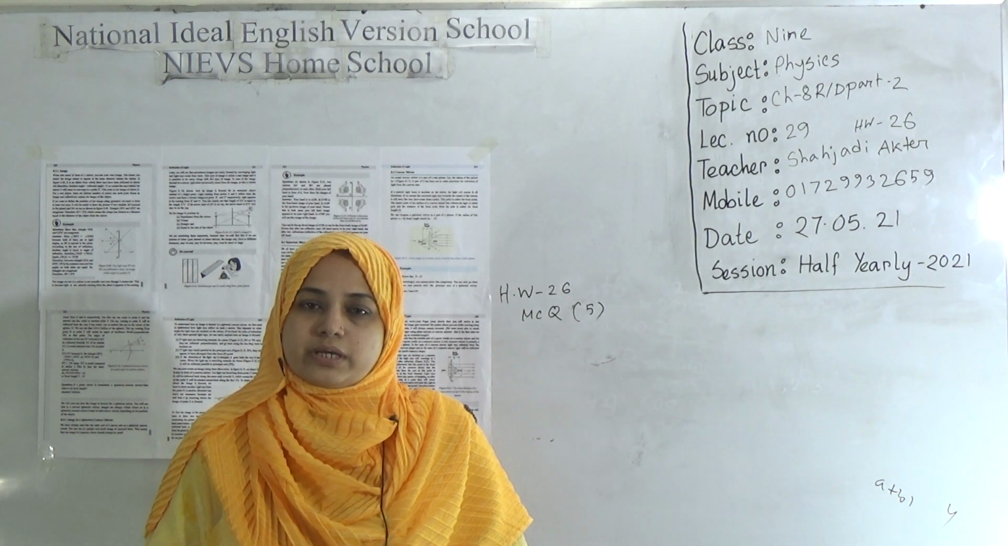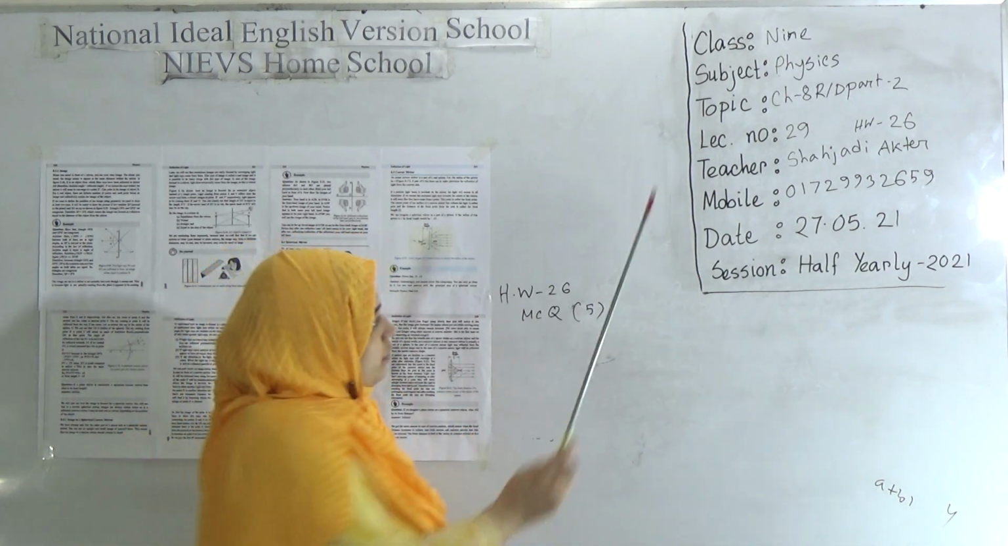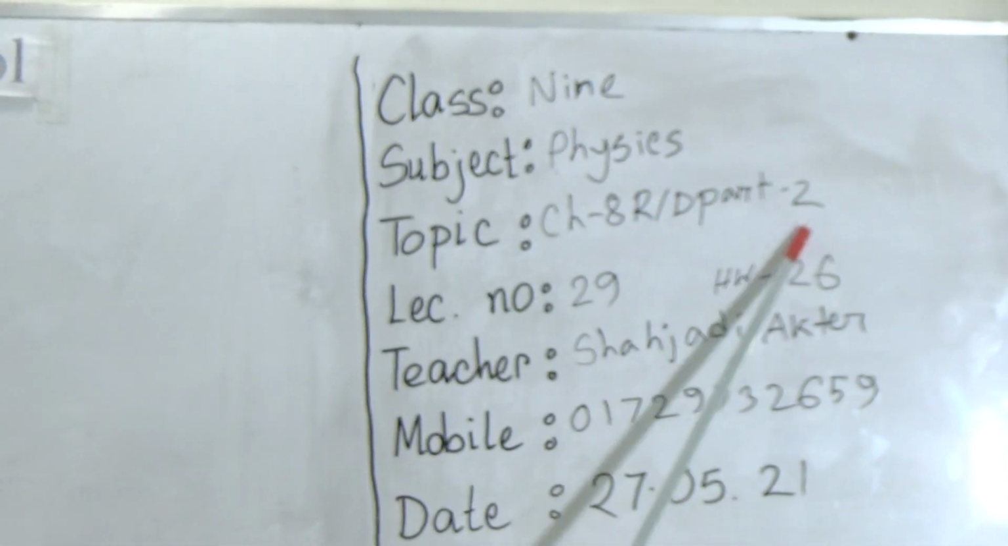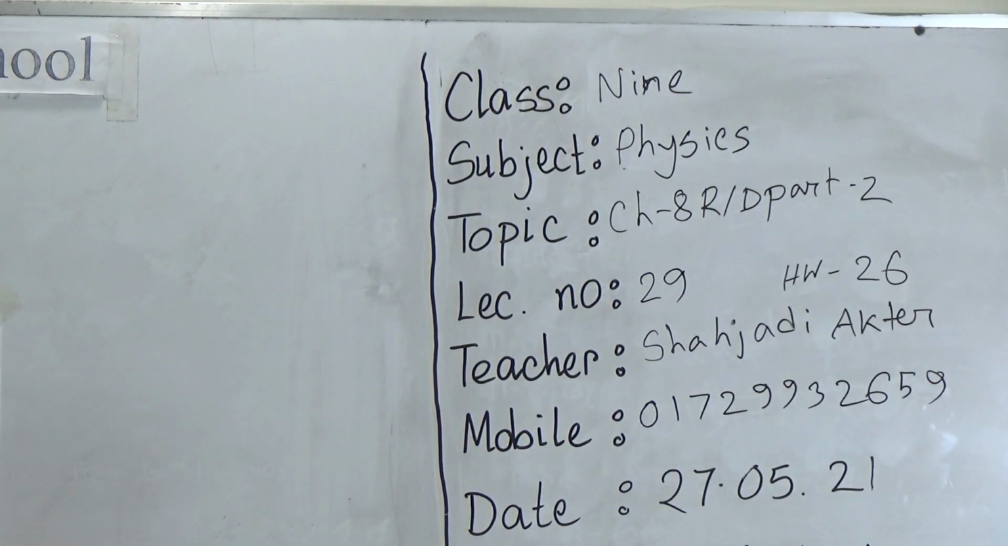Today I am going to take a physics class for class 9 students. My dear students, our today's topic is chapter 8, reflection of light, part 2. Our today's lecture number 29 and SW number 26. So let's start our class. This is chapter 8, reflection of light.